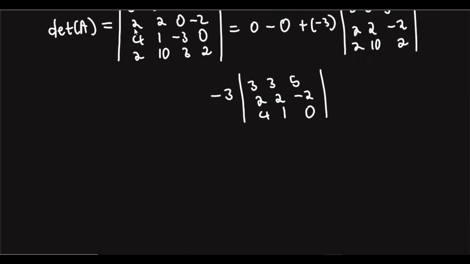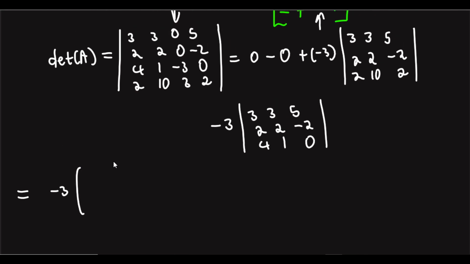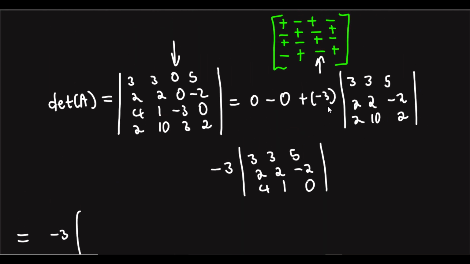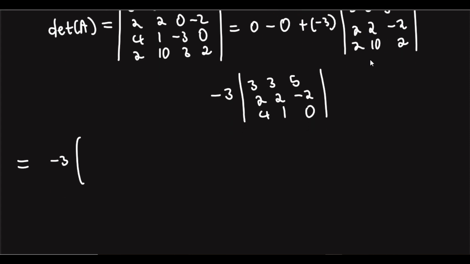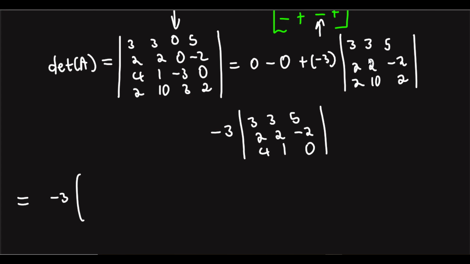Okay, so now let's rewrite it here. Now it's negative 3 into the determinant. So this negative 3 is multiplied by this 3 by 3 determinant. If you haven't seen my video on how to calculate a 3 by 3 determinant, you can check it right now on your top right. Okay, so now this is going to be like this.